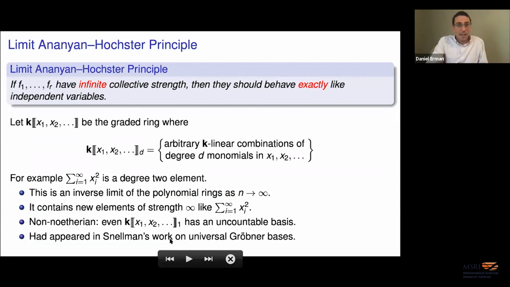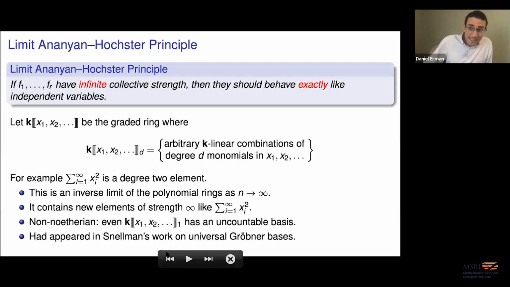All right. So what I want to do next is turn to something that Stephen and Andrew and I got interested in, which is, well, what happens to the Ananyan-Hochster principle as n goes to infinity? I've highlighted what I'll call the limit Ananyan-Hochster principle. So earlier, the Ananyan-Hochster principle said, if polynomials have high collective strength, then they should behave approximately like independent variables. And so the limit of large is going to be infinity, and the limit of approximately is going to be exactly. So I claim this should be the limit of the Ananyan-Hochster principle as the strength goes to infinity, or as the number of variables goes to infinity.